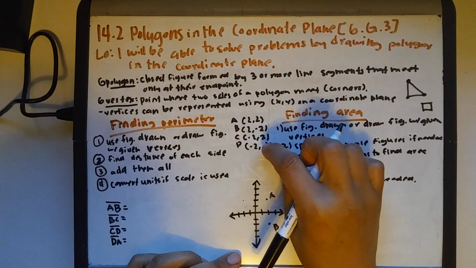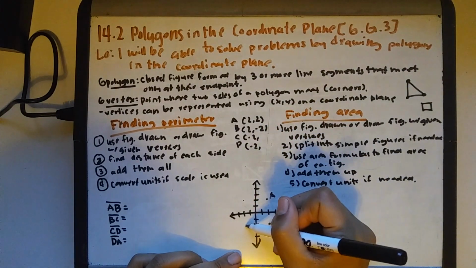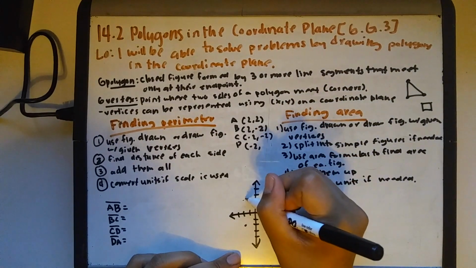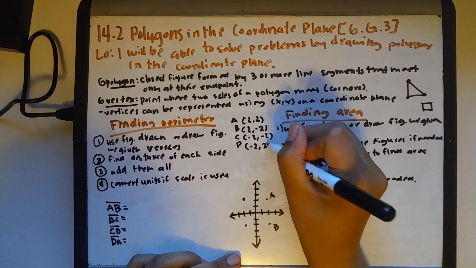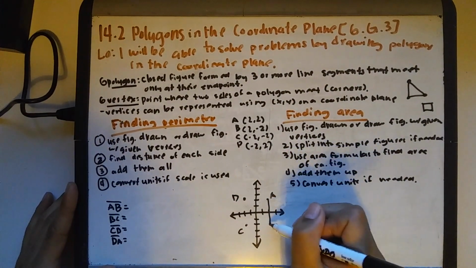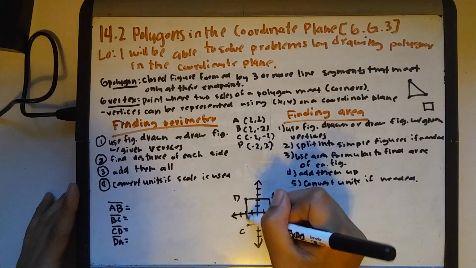Here, let me change that really quick. I'm gonna go -2, -2 as C. And then D, I will do -2, 2, okay? And so that's C and this is D, and then I'm gonna connect the dots. And now I have my shape, so I did number one.